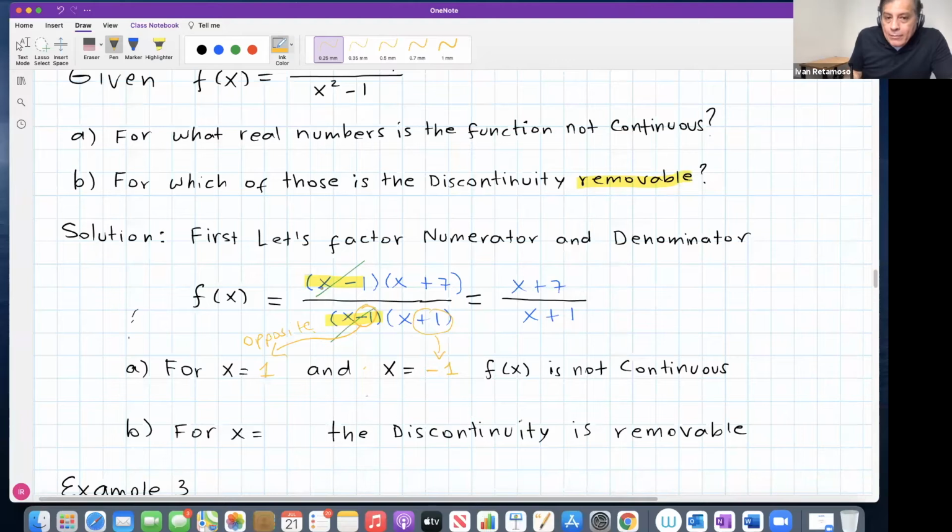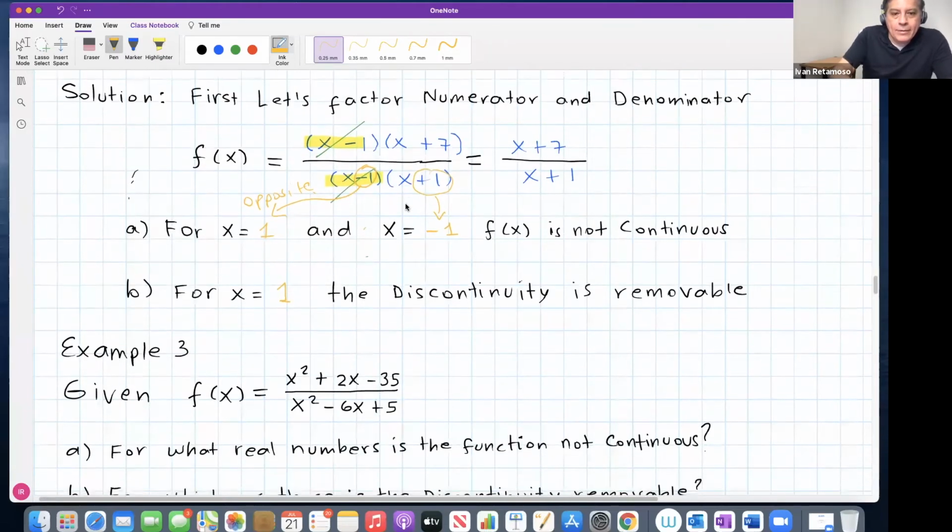Well, notice that we have removed this factor, and indeed we ended up with this. We were able to fix this part. So the discontinuity will be removable for x equals 1, but not for this one. For this one, the discontinuity stays. You follow, guys? When they ask you for removable discontinuity, look at the factor that you were able to remove. For the other one, it stays. Very good. So this is how you figure this out.